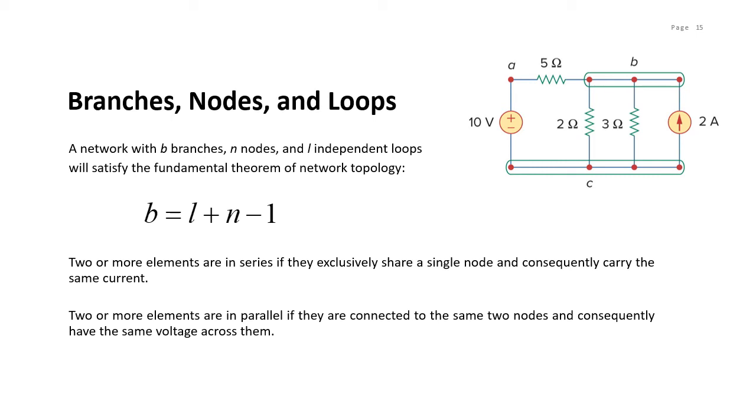For example, in the circuit shown here, the voltage source and the 5 ohm resistor are in series because the same current will flow through them. The 2 ohm resistor, the 3 ohm resistor, and the current source are in parallel because they are connected to the same two nodes, which are node B and C, and consequently have the same voltage across them. The 5 ohm and 2 ohm resistors are neither in series nor in parallel with each other.